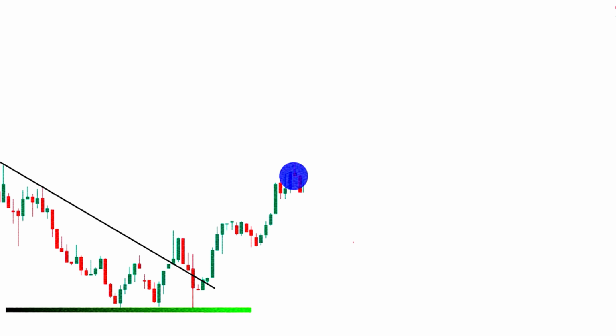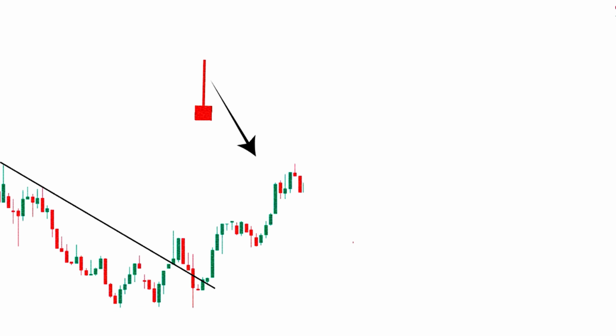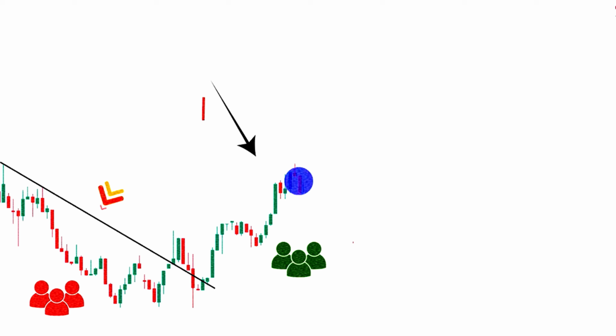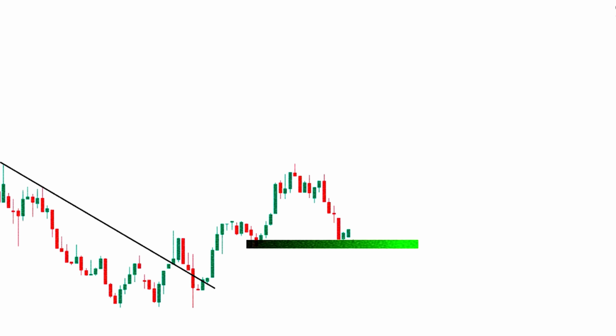Later, we get another shooting star and confirmation candle, which means there's a possibility of a short-term decline. But remember, earlier during the downtrend, sellers were in control. Now, in this uptrend, buyers are dominating. So even though we have a bearish signal, we'll not enter a sell trade because the trend is bullish and buyers are stronger. Next, the price drops slightly to the support zone.